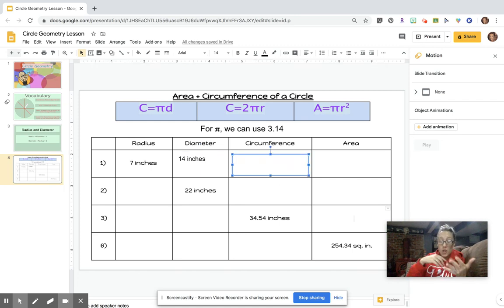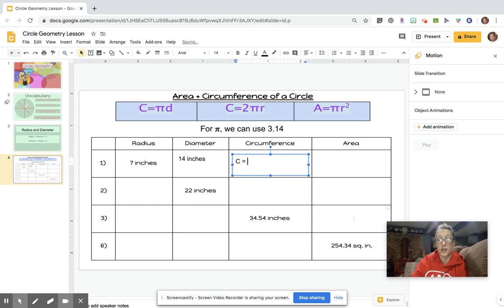Then over here, we're trying to find our circumference. So I can look at my formulas. I have 2 that I can pick from. I can either do pi times the diameter or 2 times pi times the radius. So let's say I'll use pi times diameter. If I want the circumference, I know it's going to be pi, which I can use the number 3.14, and I'm going to multiply that by the diameter, which is 14. So 3.14 times 14, and that gives us our circumference.